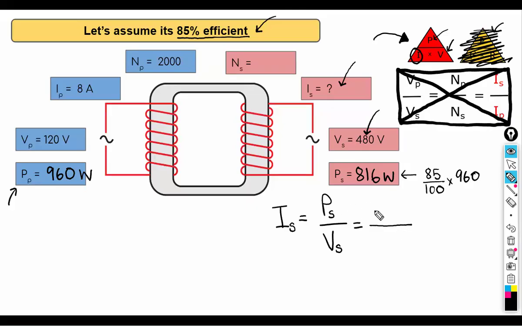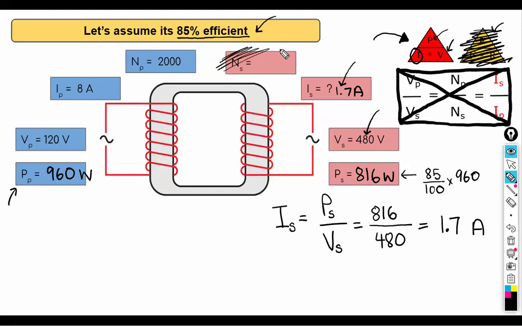Power on the secondary side is 816, and voltage on the secondary side is 480. Right? A lot of people are getting it wrong. I'm not too sure why, but I'm getting 1.7 amps. So this is 1.7 amps.